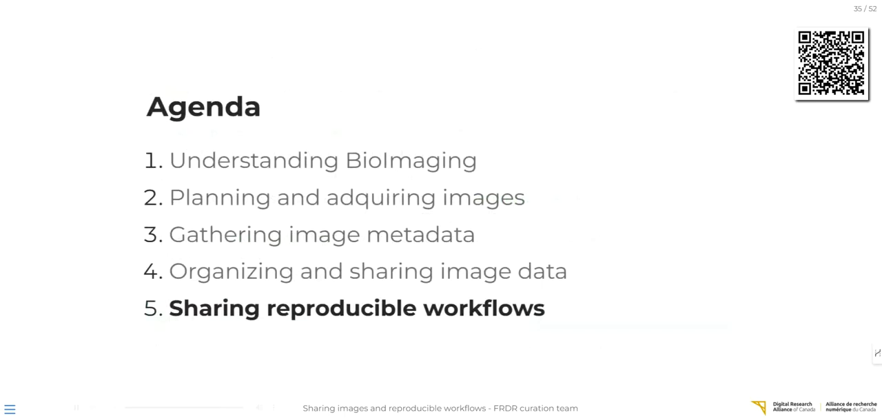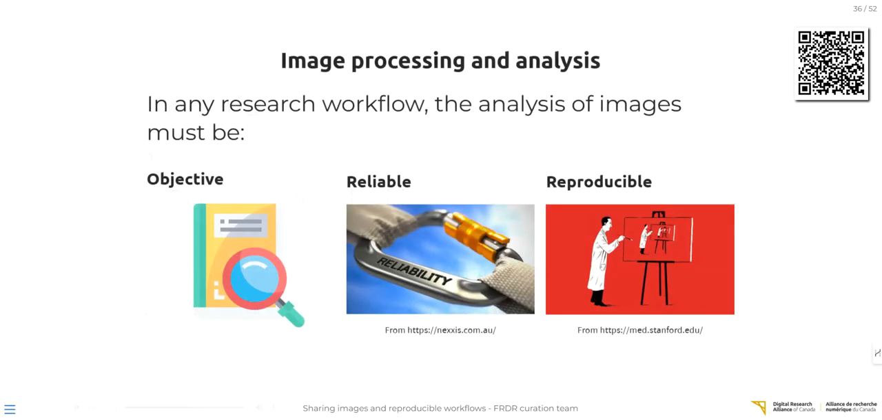Finally, let's talk about sharing reproducible workflows for research outputs. In image-based research, the analysis must meet three essential criteria. First, it must be as objective as possible. Methods and measurements should be free of bias and based on clearly defined parameters. Manual counting or measurement should be avoided at all costs.